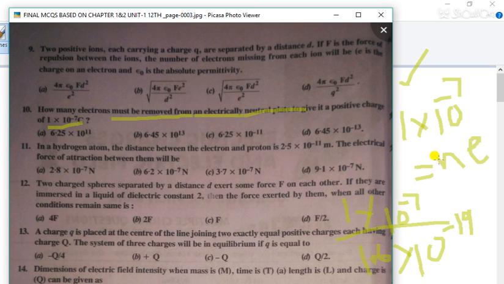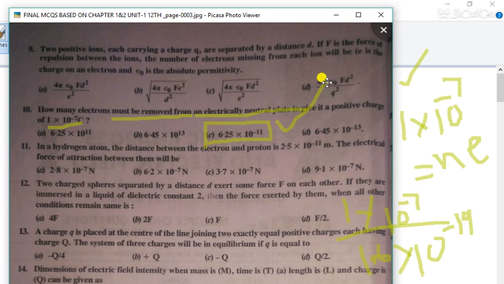So this will become positive 19. 19 minus 7 is 12. So its answer will be about 1 by 1.6, which is 0.625, into 10 raised to the power 12. So its answer will be 6.25 into 10 raised to the power 11. You can use the concept of quantization of charge that is explained.